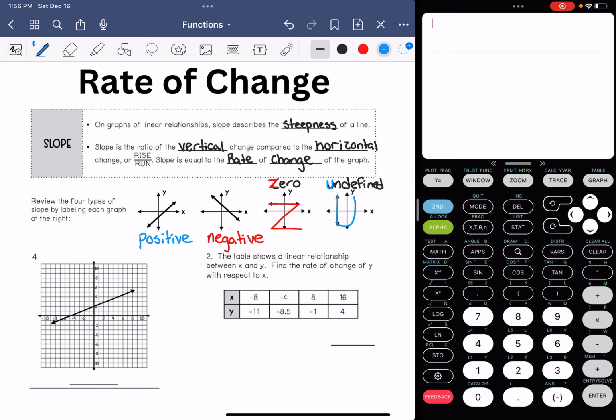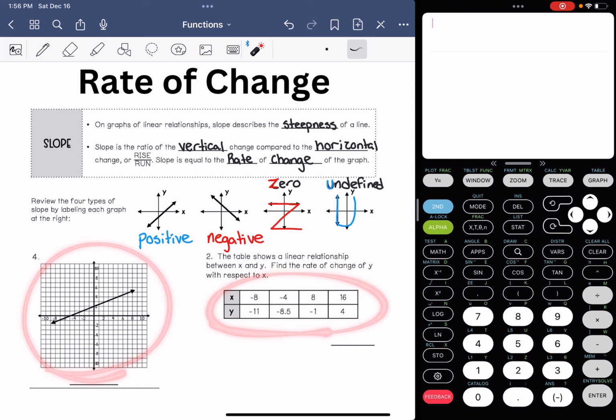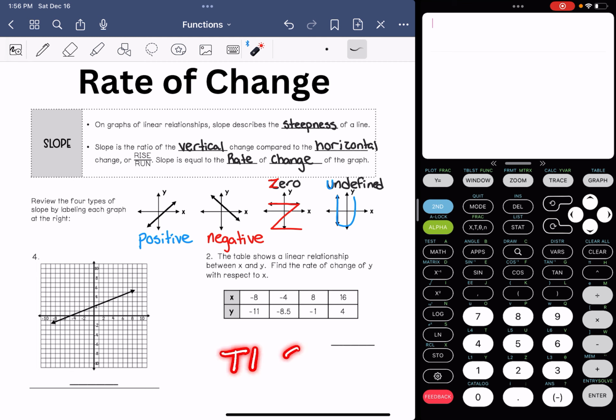Two common types of questions for rate of change will be asking you to find the rate of change from both a graph and a table. So let's go ahead and do both right now in our calculator. In this calculator I have open on the right side of my screen, you can actually download this from the App Store. Okay? All you have to do is search TI-84, which is the name of the calculators we use in class, and download the first one that comes up.